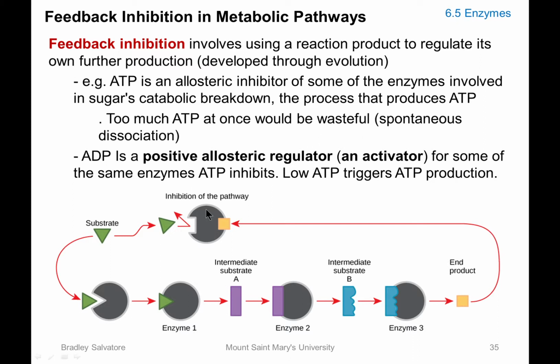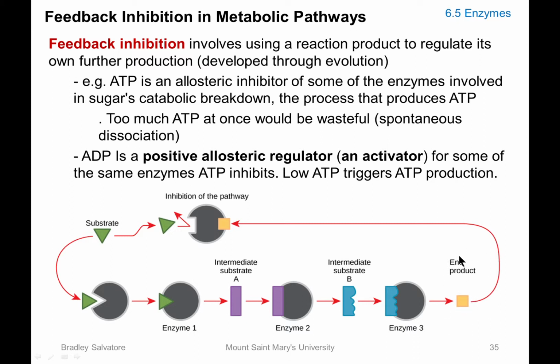As you can see in this figure right here, this enzyme will facilitate that substrate, which is this green triangle, and convert that into an intermediate substrate A, this purple rectangle, and enzyme 2 will convert that into this irregular blue shape, and enzyme 3 will convert that into the orange square right here. So all of this will make that orange square at the end.